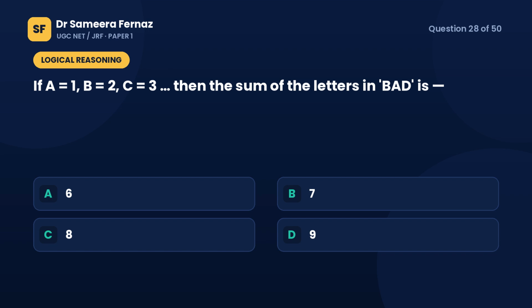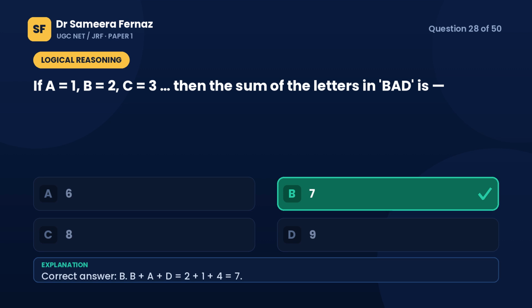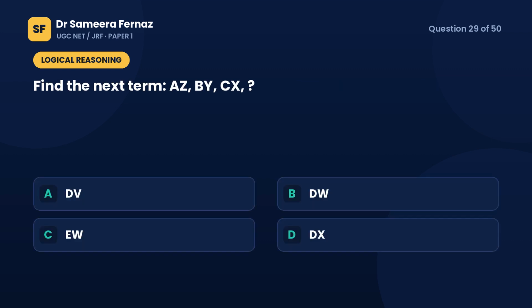Question number 27. Logical reasoning. A deductive argument. What does it move? So the answer is option A. From general to particular. Inductive goes the other way.